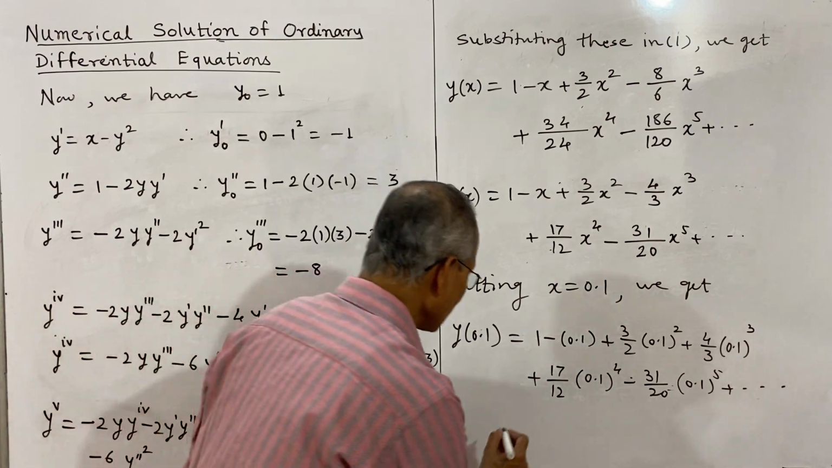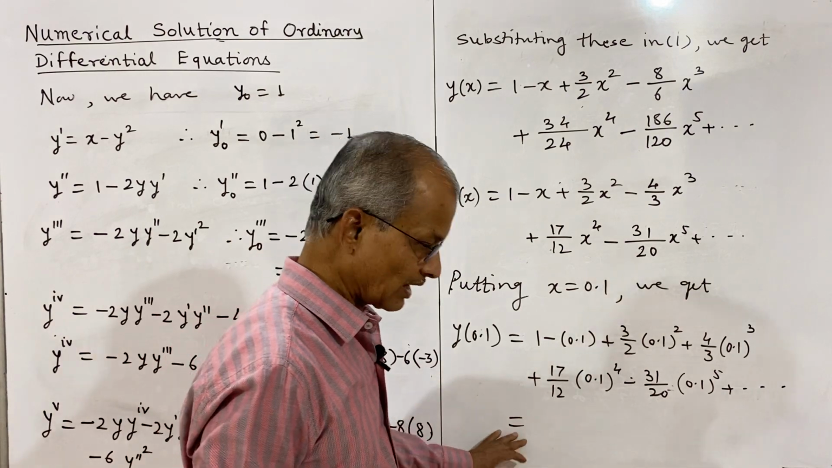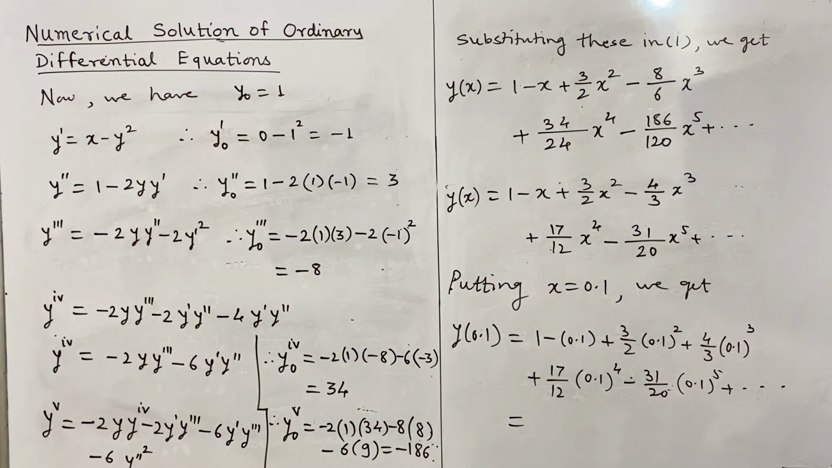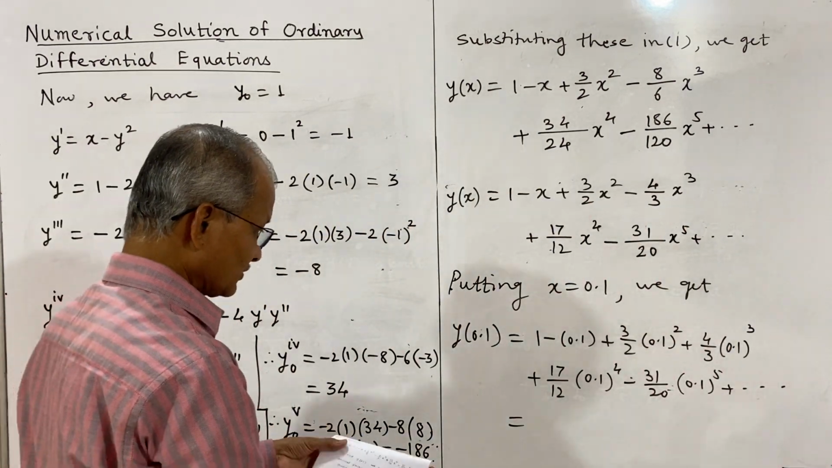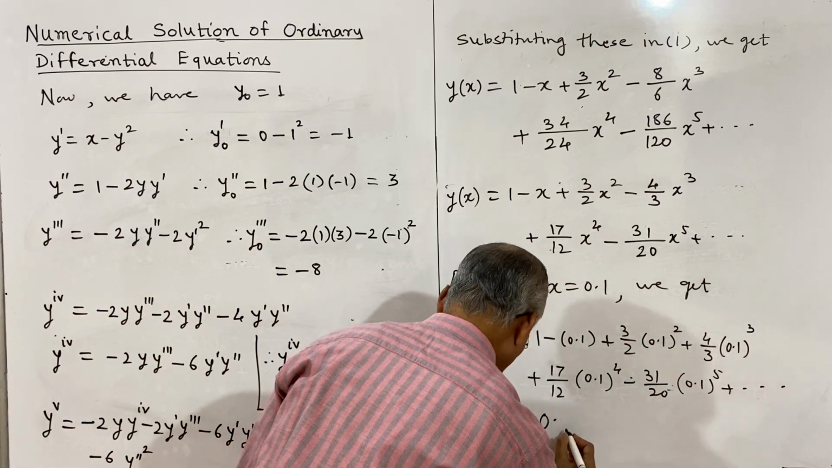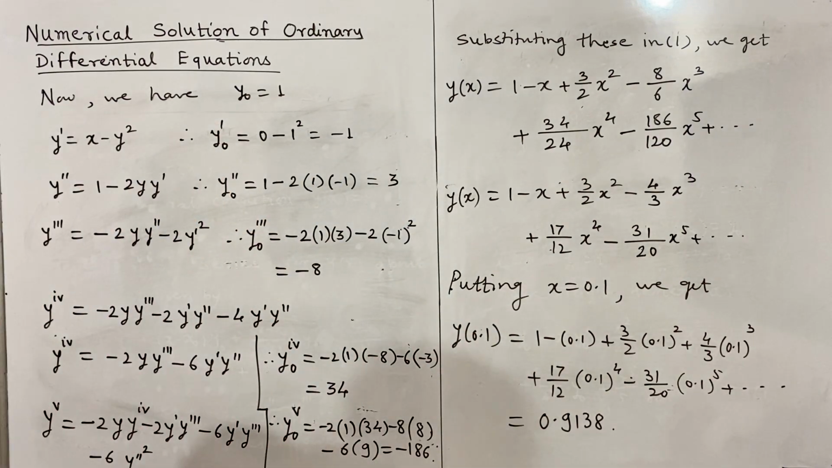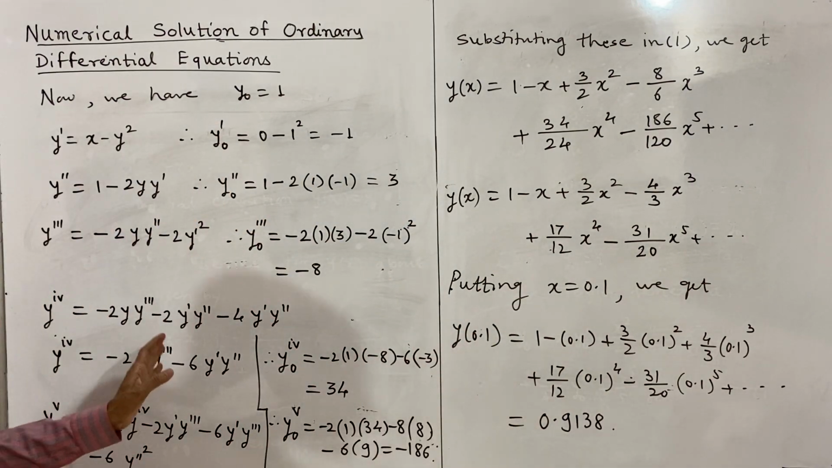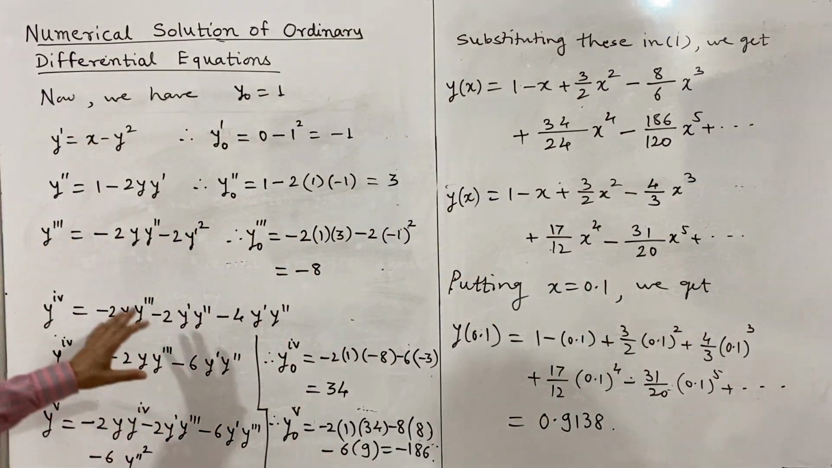So we can use a calculator to obtain this value. I have calculated this, and the value comes to be 0.9138. You should check this using a calculator. So thus we can use the Taylor series method to obtain a series solution for a differential equation.